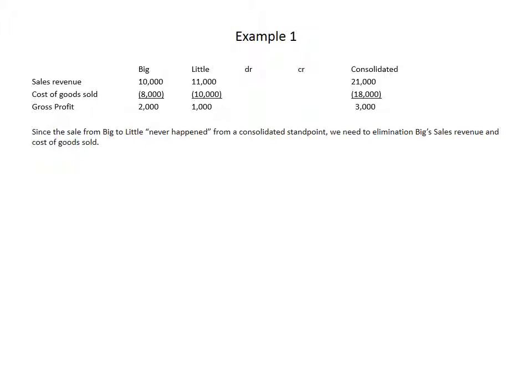Now, since the sale from Big to Little never happened from a consolidated standpoint, we need to eliminate Big's sales revenue and their cost of goods sold as well. So we debit sales revenue for $10,000, we credit cost of goods sold for $8,000. Now clearly there's $2,000 missing in this entry. There's a $2,000 credit that's missing. And again, this represents the gross profit which was embedded in the merchandise when Little bought it. Again, it was written up from $8,000 up to $10,000. And where that merchandise is, whether we still have it or whether it's been sold to some third party, will dictate how we need to go ahead and handle this elimination.